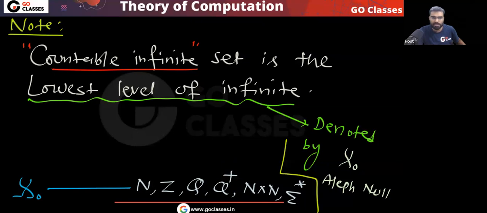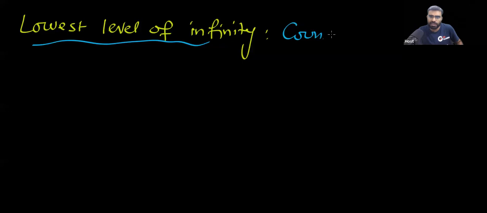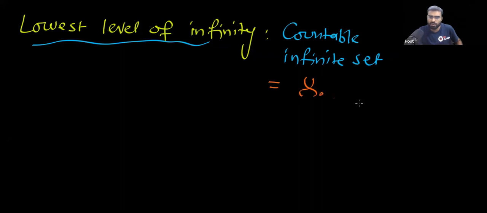Okay, so we have seen all these things. Remember this lowest level of infinity. So far, what do you know? What do you have on the lowest level of infinity? This lowest level of infinity is your countably infinite sets. And this is denoted by ℵ0, aleph null. This is the symbol aleph null.